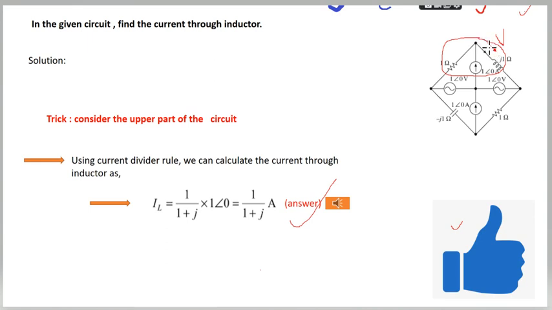So if you calculate IL, then using the current divider we can write IL is equal to 1 upon 1 plus j into this current. So simply we can calculate IL equals 1 upon 1 plus j, and this is our final answer. So in this way you can calculate the current through the inductors in the circuit.